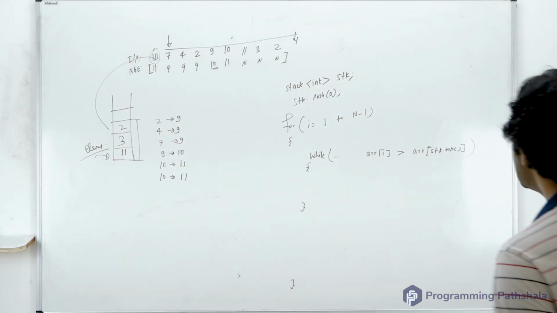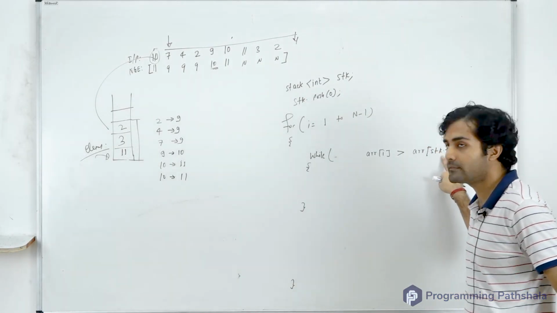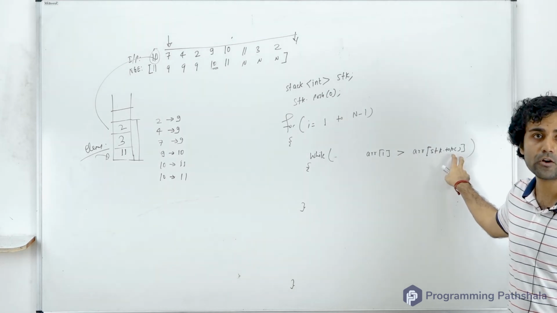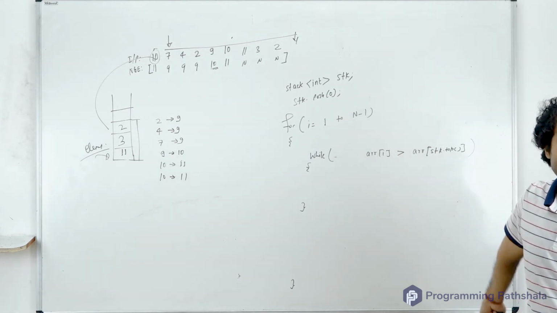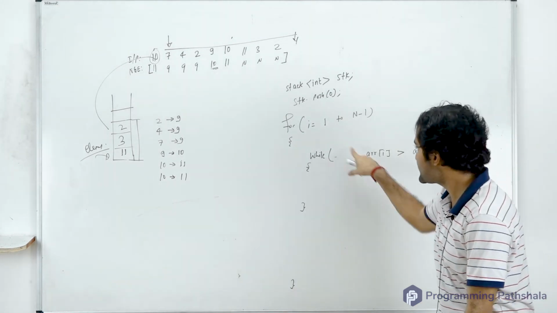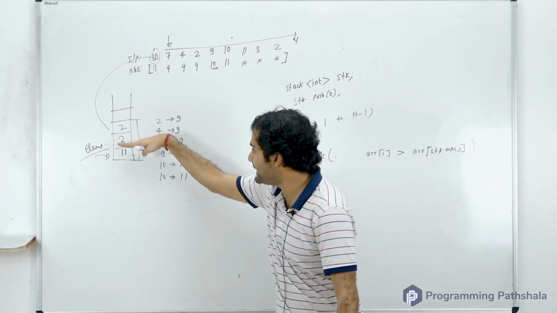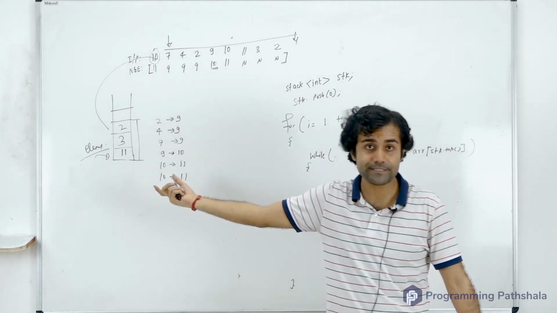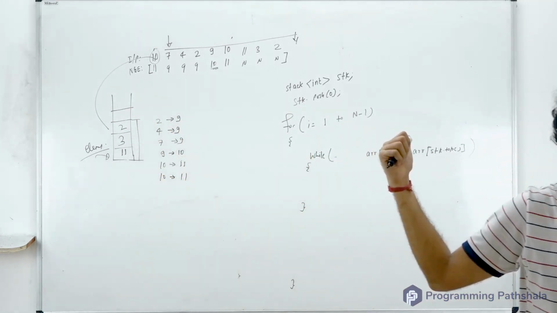Okay, can something go wrong here? You are calling a stack operation of top. What if this while loop completely emptied the stack and then you called stack.top? In that case it will be an underflow.